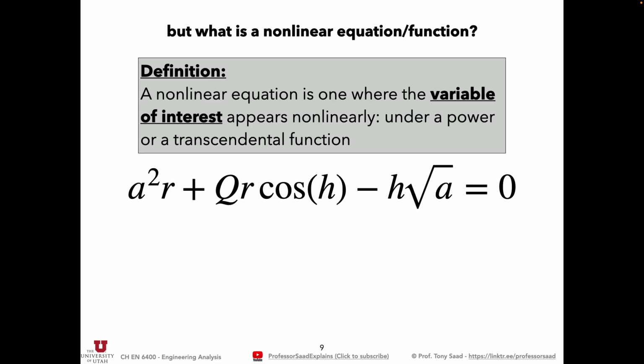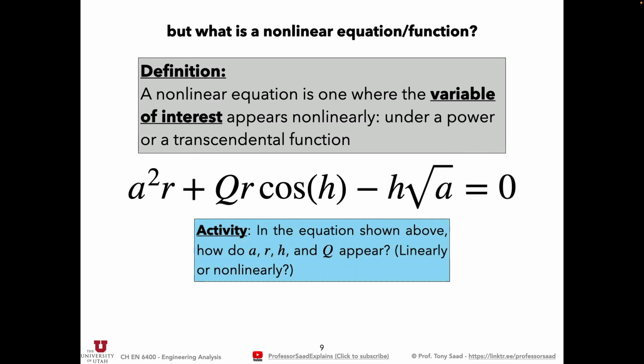Okay? So, for example, in this equation, how do A, R, Q, and H show up? So A, does it show up linearly or nonlinearly? Nonlinear, right? You've got the A squared, and you've got the square root of A over here. R shows up linearly, right? Q, linear. H, nonlinear. Although H here shows up linearly, there's a cosine H here, which is nonlinear. That trumps everything. Okay, good.